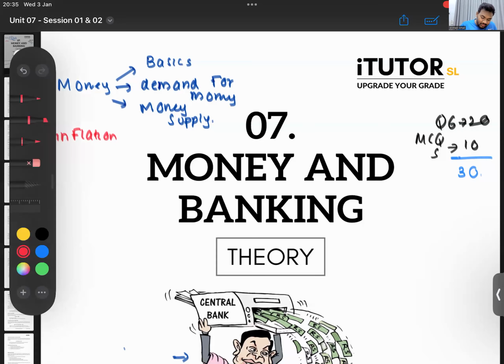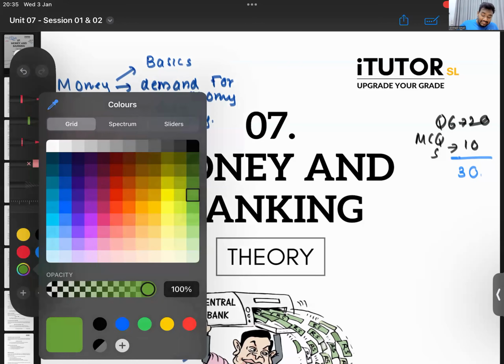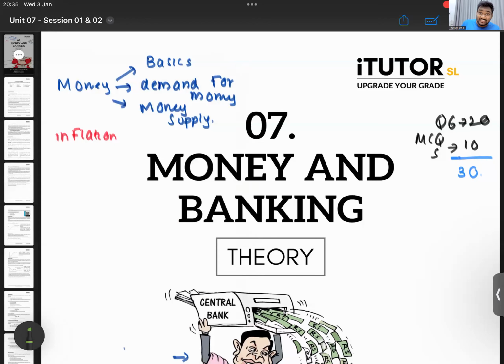Then the next part of this unit is about the financial system. If you take a country, there is a financial system. There are financial institutions, banks, finance companies. There are financial instruments, treasury bills, treasury bonds, shares. And there is a central bank. We'll talk a little bit about those.